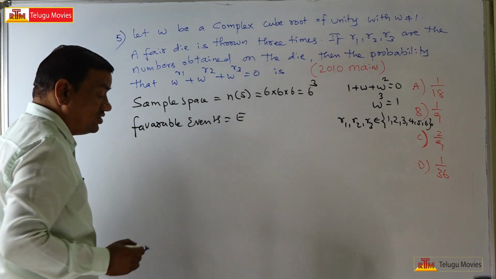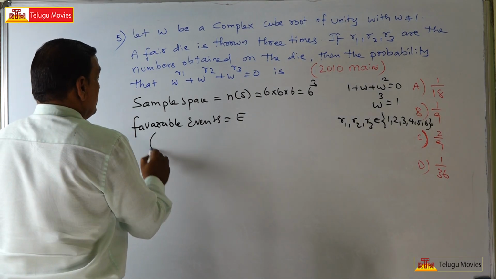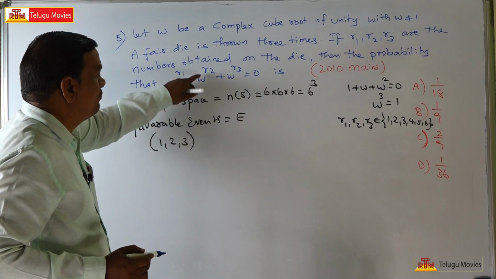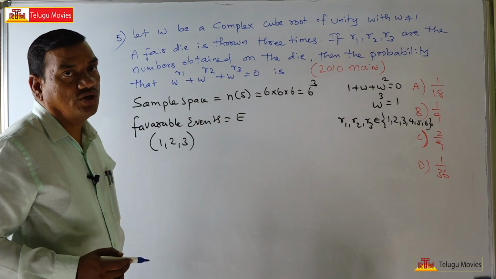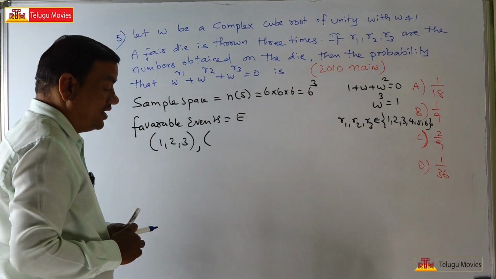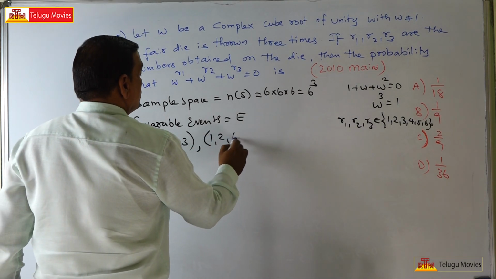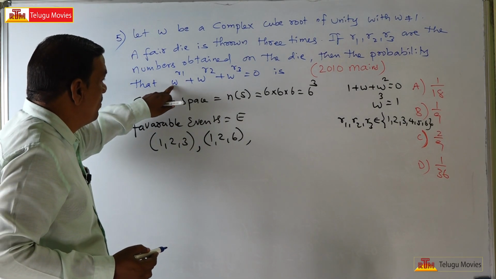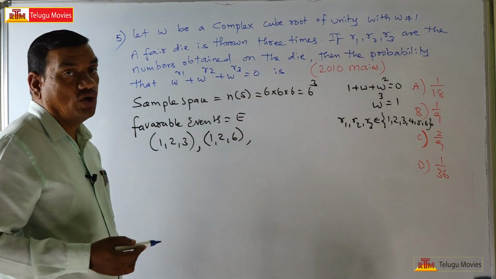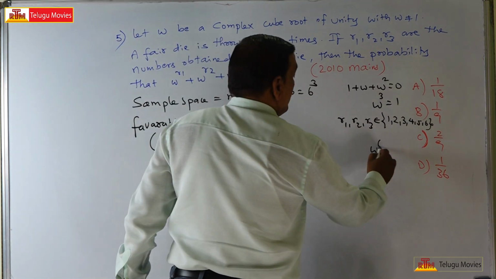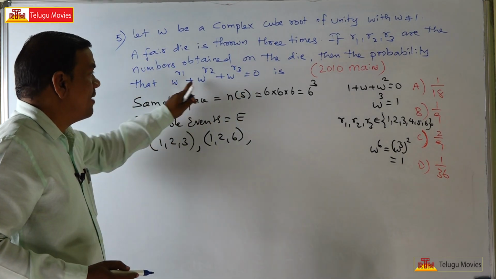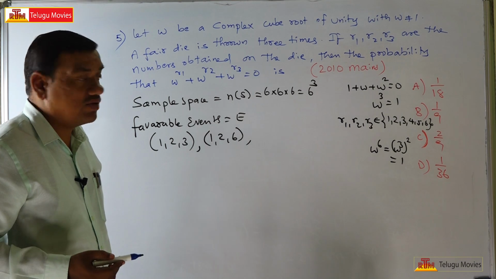What are the favorable events? Observe here. First, I will take 1, 2, 3. Is it a favorable event? Yes, because omega power 1 plus omega square plus omega cube is equal to 0. Next one is 1, 2, 6. That is also a favorable event, because omega power 6 means omega cube whole square, that is also 1. So omega plus omega square plus omega power 6 is also a favorable case.